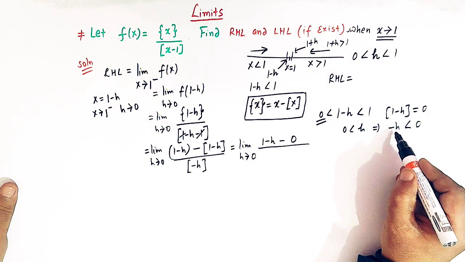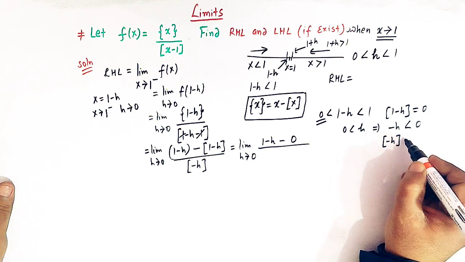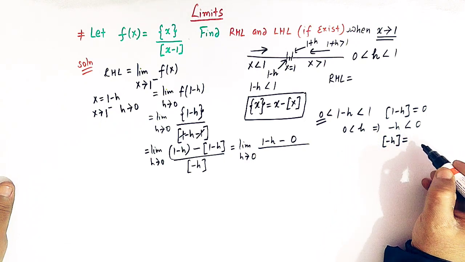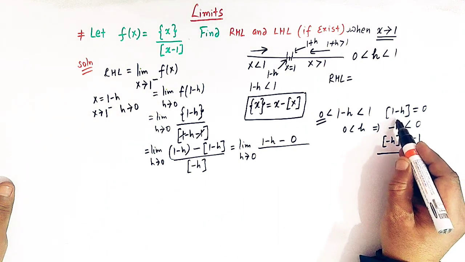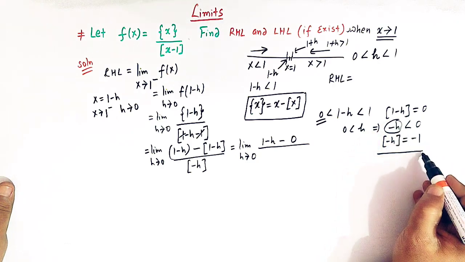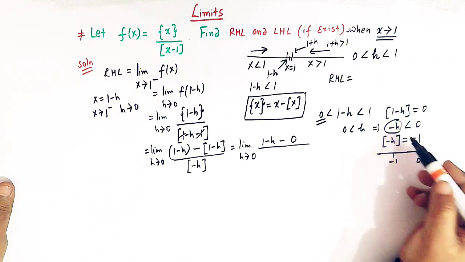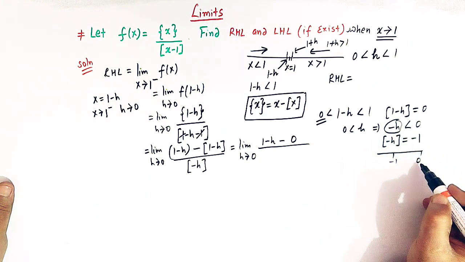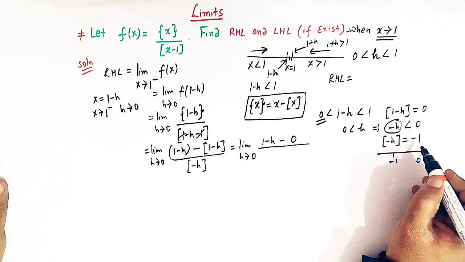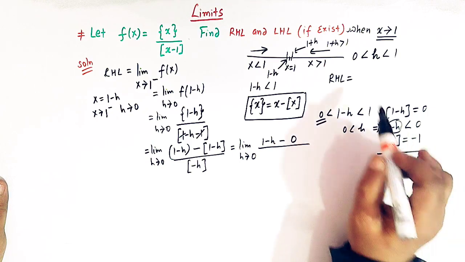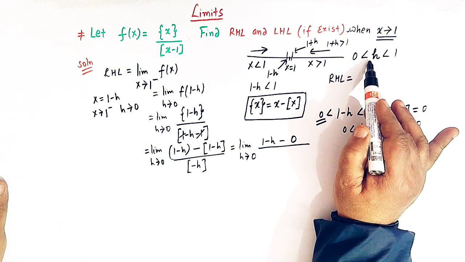And when we have minus h less than 0, then the greatest integer of minus h should be equal to minus 1, right? Because this quantity minus h lies between 0 and minus 1. So our minus h lies somewhere between minus 1 and 0. So greatest integer of minus h is minus 1, right? We can also prove that minus h lies between minus 1 and 0 by using this inequality.